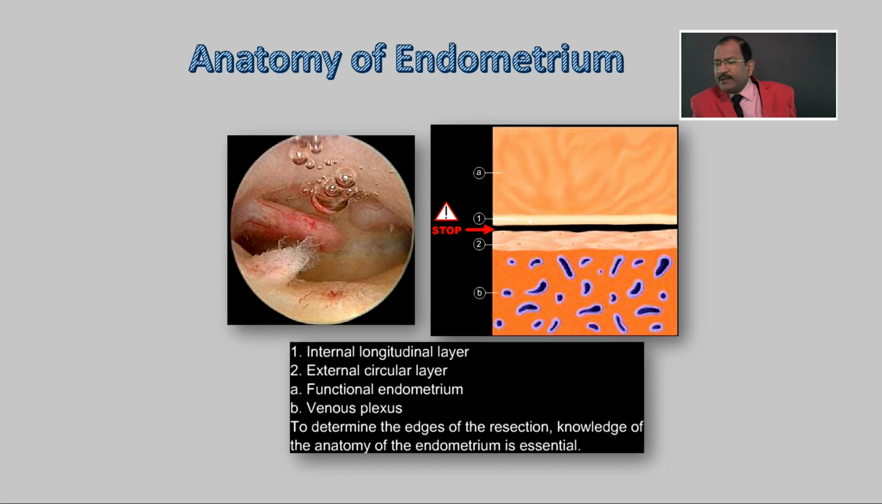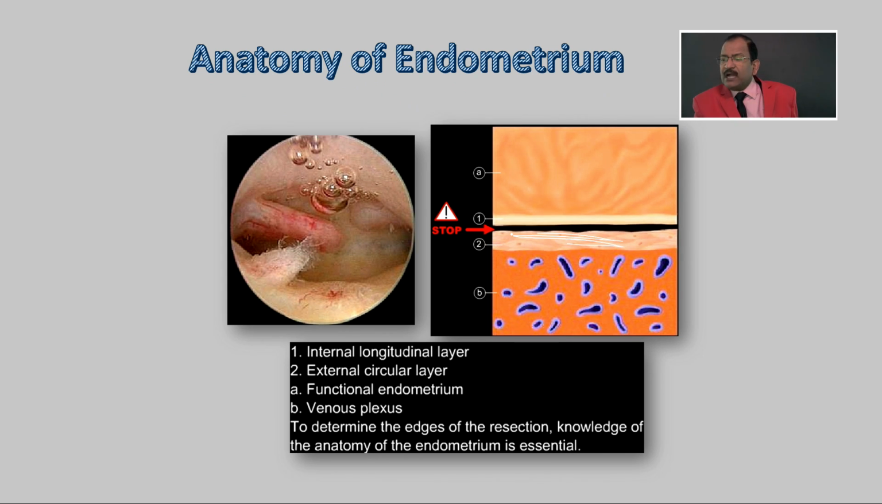After that you have the internal longitudinal layer. Why is it called internal? Because it is towards the cavity, so anatomically it is internal. It is like a rectus sheath, it looks like a white sheath. And then you have an outer circular layer, and you should not breach the outer circular layer.